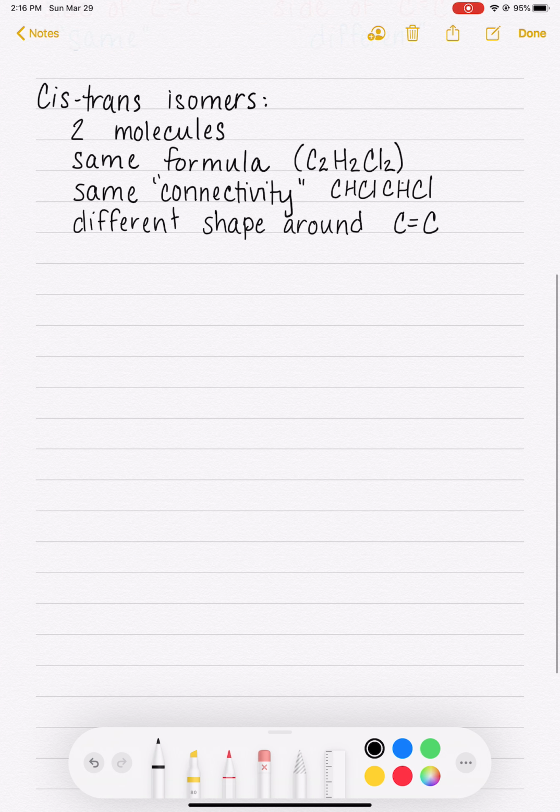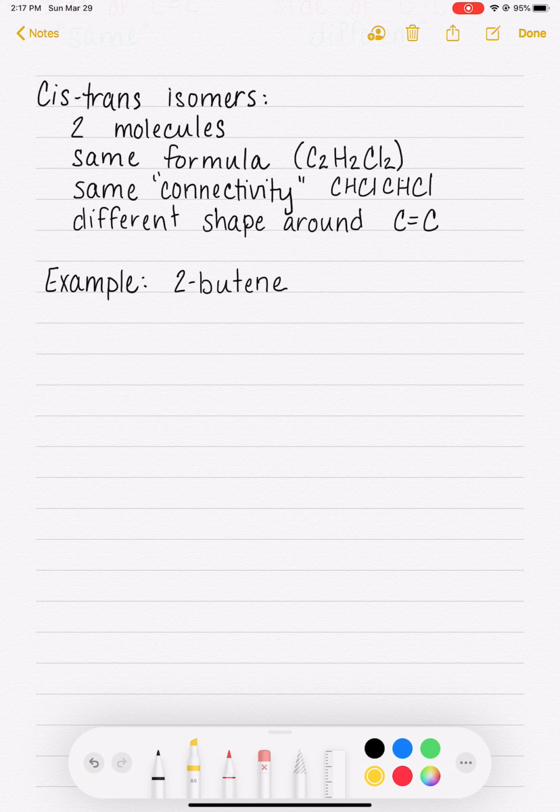Let's look at another example. The molecule 2-butene can exist as cis or trans isomers. Let's practice drawing the structure of 2-butene from its name. So first of all, but tells us that we have 4 carbons.